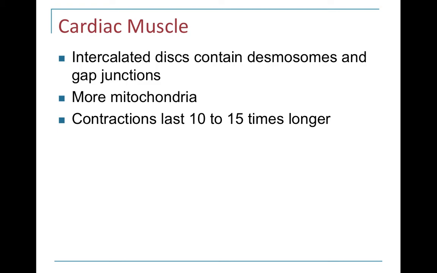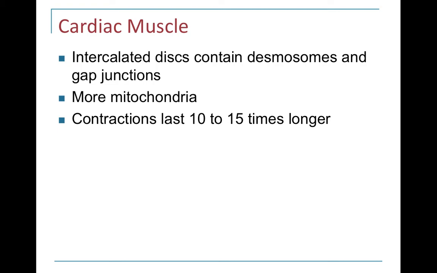Next, we'll talk briefly about cardiac muscle tissue and smooth muscle tissue. Very briefly, though, because these sections will have larger units or chapters later. But cardiac muscle will contain intercalated discs. These intercalated discs will be unique to the cardiac muscle tissue.